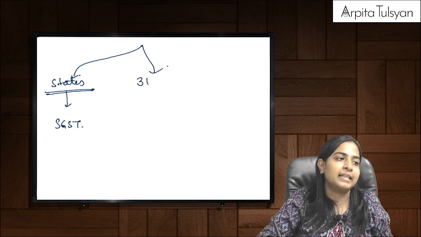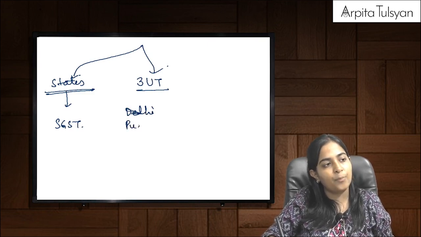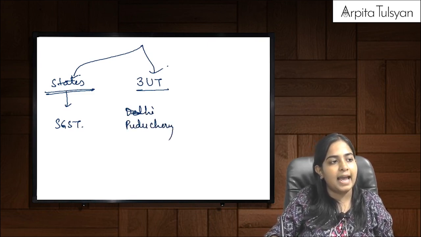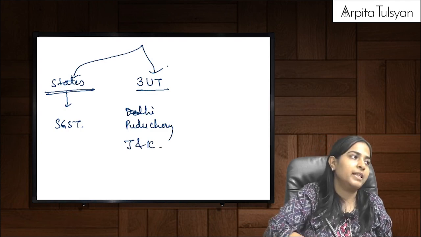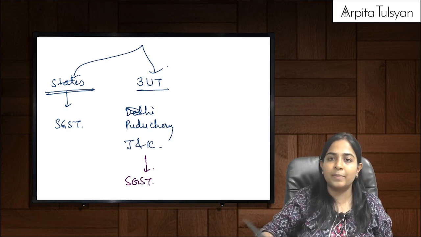Then three union territories, which three? Delhi, Puducherry and Jammu and Kashmir. Okay, they have made their own legislation. Therefore, the SGST Act will only be applicable.